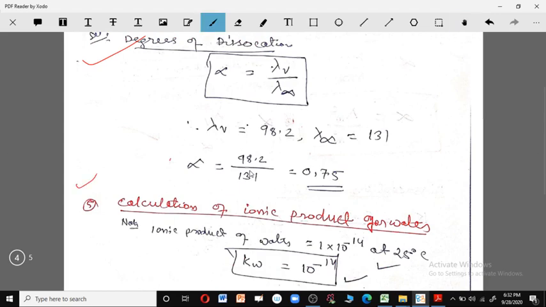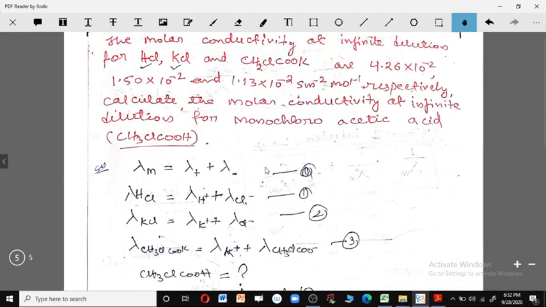The fifth application is calculation of the ionic product of water. Kohlrausch law is also used for the calculation of ionic product of water. So these are some of the applications of Kohlrausch law.